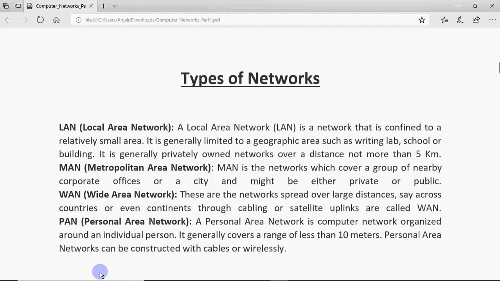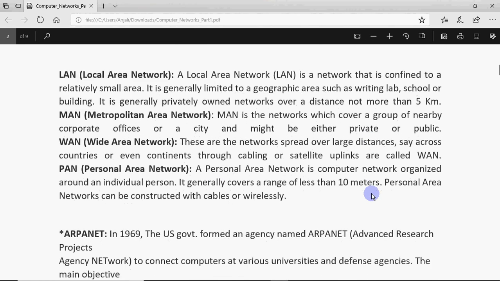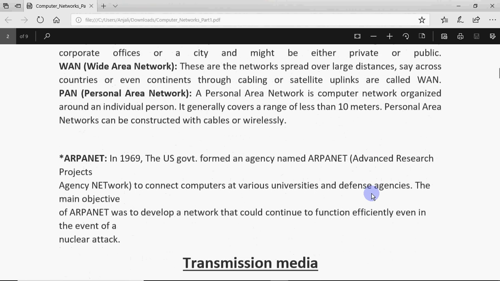But if I send some data from my phone to my friend's phone with the help of Bluetooth, it's a personal area network. Or I transfer something from my phone to my laptop with the help of a USB cable. That is again a personal area network. So when you connect your personal devices for data transfer with the help of some wireless media like Bluetooth or some wired media like USB cable, that is called personal area network. Okay, so these are the four types of networks we can have on the basis of the area covered by the network. Okay. So now we'll be doing transmission media.